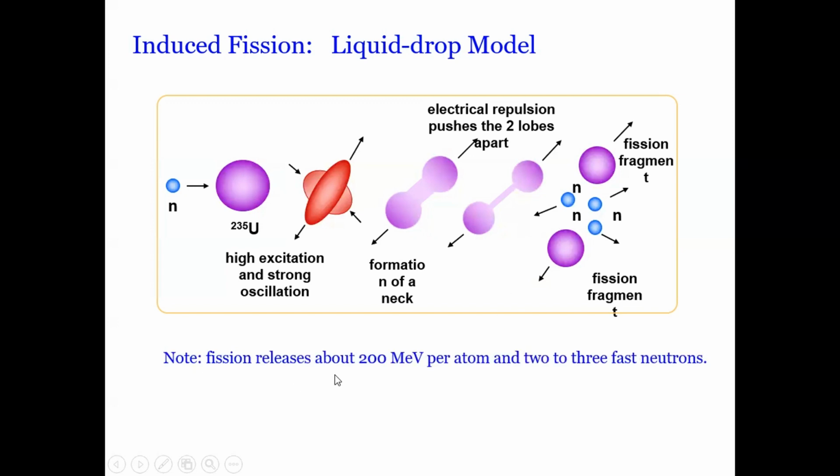In a fission reaction, the release of about 200 or more than 200 million electron volts per atom occurs. And 2 to 3 fast neutrons also appear. They are fast neutrons, which means their energy is of the order of million of electron volt. 1 to 10 million electron volt is the energy range in which they come out and move, and therefore they are termed as fast.